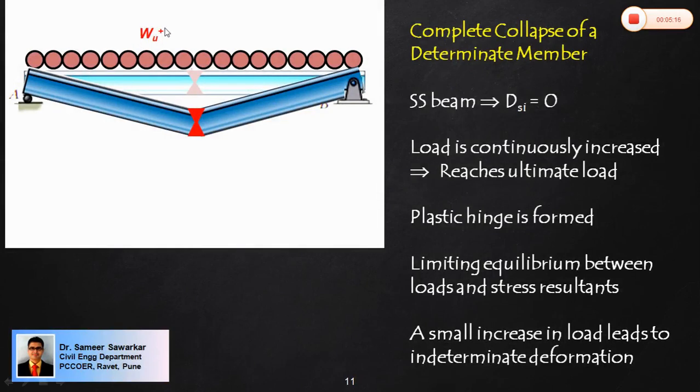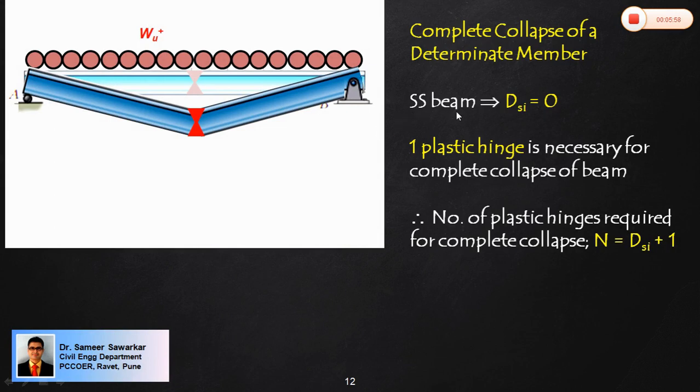I have written here Wu plus. We have further increased the load, and at the plastic hinge, the section which behaves like a rusty hinge, there is a continuous deformation, and you are observing that it's a roller support here, it's a hinge support here. So at both ends there is a possibility of rotation. So just one plastic hinge at the section is immediately leading to the collapse of the member. That is what we are writing here: a small increase in the load leads to indeterminate deformation.